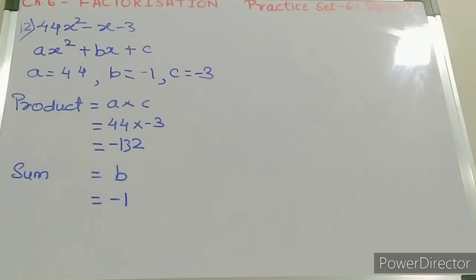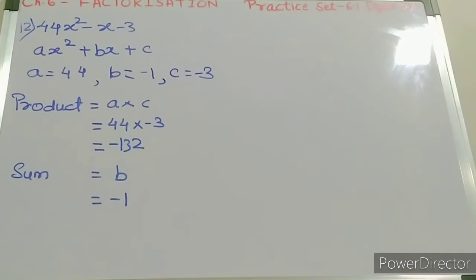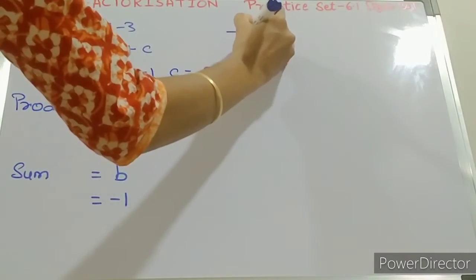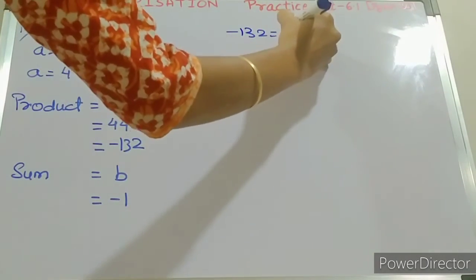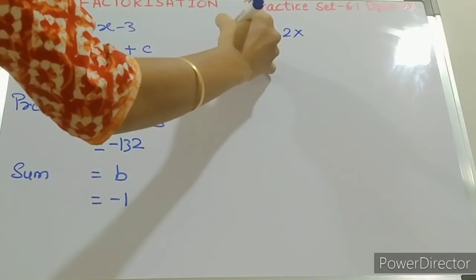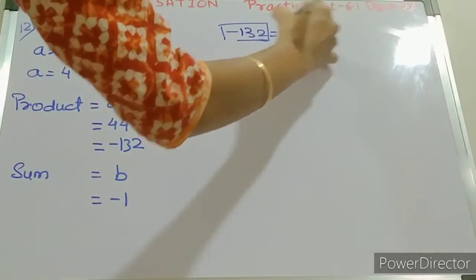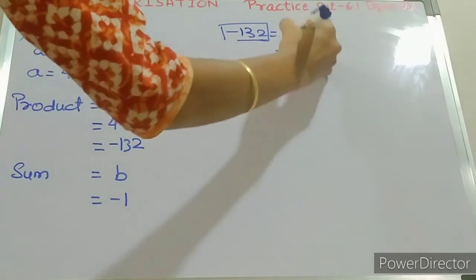Now take your time and find for which values the product is minus 132 and the sum is minus 1. Right. Now, is it easy? No, it is not easy, right? So for this you should know the tables very well, or you can find the factors. Minus 132. Since it is an even number, I can divide this by 2. So what is remaining? Correct? With the negative sign.